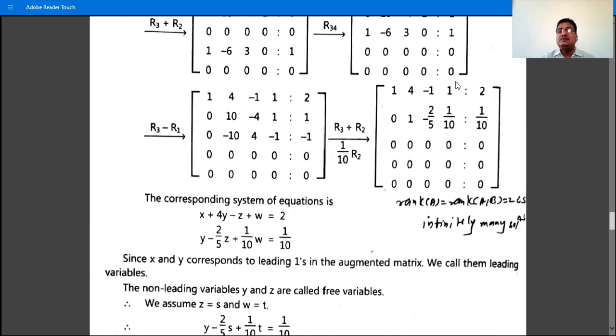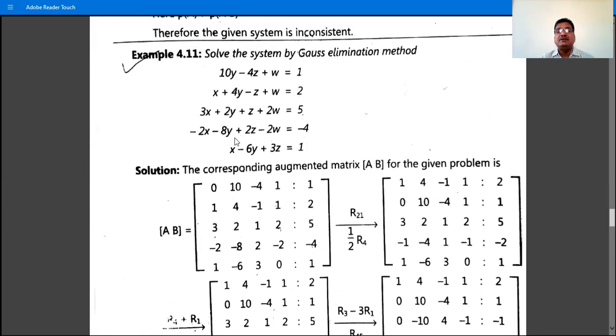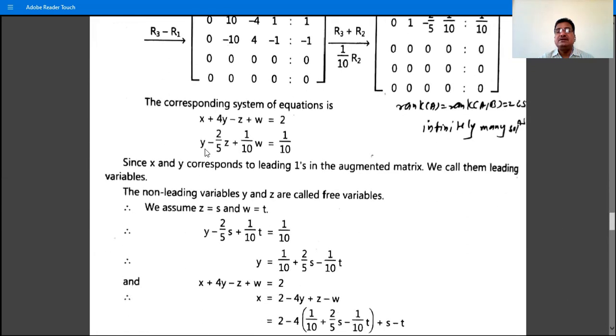If you observe this echelon form, rank of A is 2, rank of AB is 2, both are same, and therefore the system is consistent. But rank of A is equal to rank of AB is equal to 2, and is strictly less than the number of variables. Number of variables are 5, and so the given system is consistent and has infinitely many solutions. After rewriting, we have this. We have 2 equations and 5 unknowns.